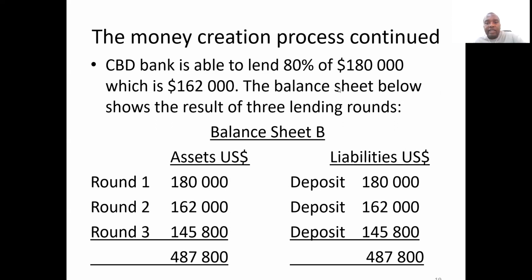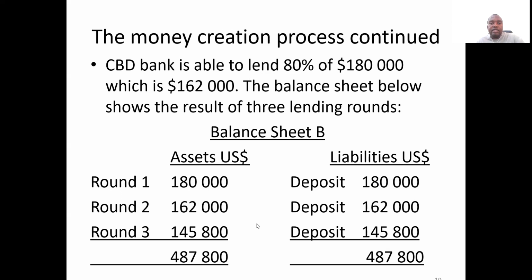So with the lending rounds, the new balance sheet B of this CPD Bank will look as follows. After 3 rounds, when we add the figures, we'll be having $487,800 as assets, and $487,800 as liabilities. The liabilities will be deposits. The assets will be the money which is injected from a previous round, according to the reserves requirement ratio. We subtract the reserves requirement ratio. If we calculate 90% of 180,000, we get 162,000. 90% of 162,000, we get 145,800, and so on.